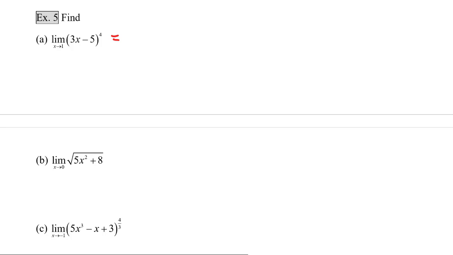Example 5, we're going to explore a few different functions that are raised to powers. For part A, I can plug in the 1, so I'm going to do that. So I've got (3 times 1 - 5)⁴, and 3 - 5 is -2, and (-2)⁴ is positive 16.